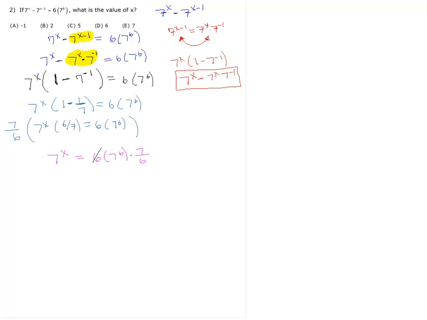So the 6's, you can see, cancel out on the right-hand side, and we're left with 7 to the x is equal to 7 to the 6th times 7. Well, we're left with 7 to the x is equal to 7 to the 7, because remember, there's a 1 there. So as Jeff taught you really nicely, when the bases are equal, the exponents have to be equal. So x would have to be 7, and the answer choice is E.